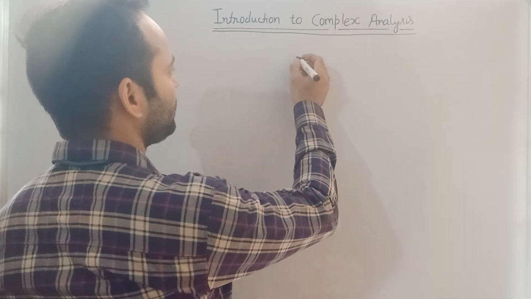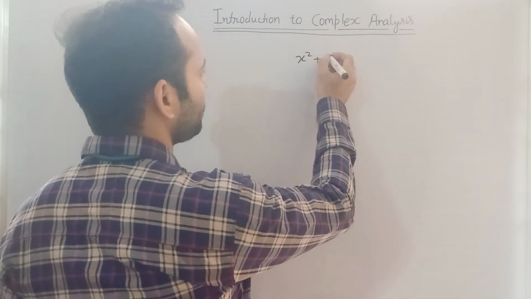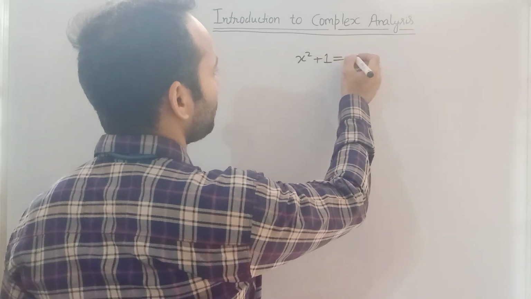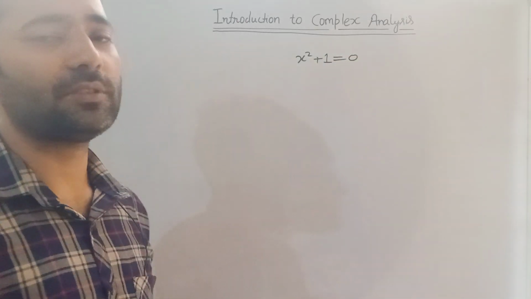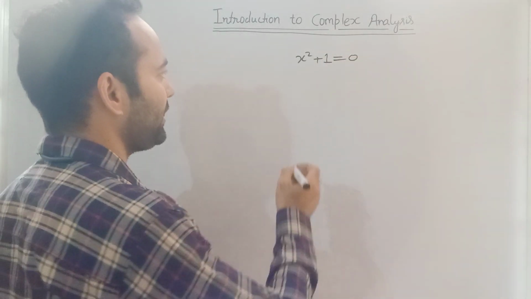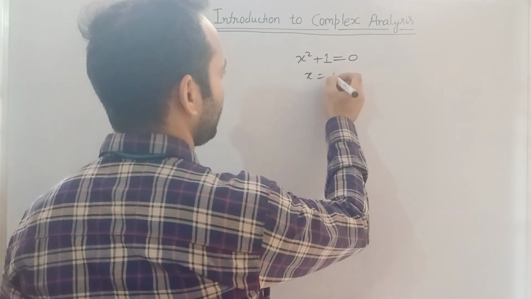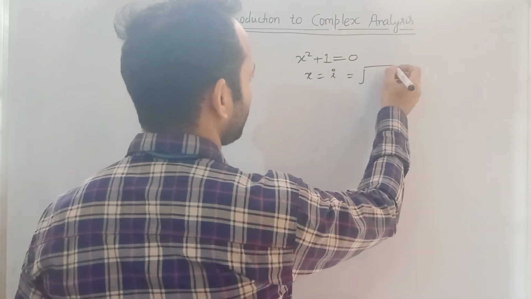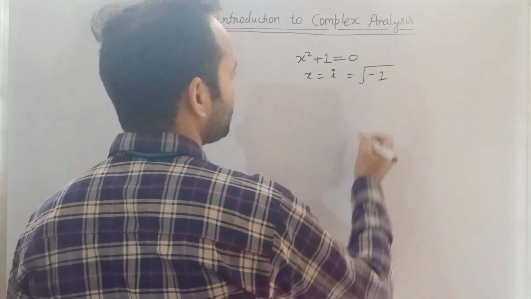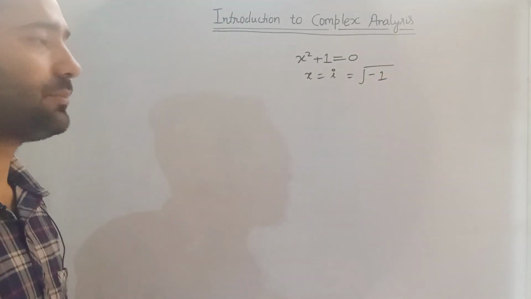For example, you all know this very famous equation. Can you have a real solution to this one? No, right? So x, its solution is basically i, which is what? Root of -1. Okay, so this is where the whole complex analysis thing begins.